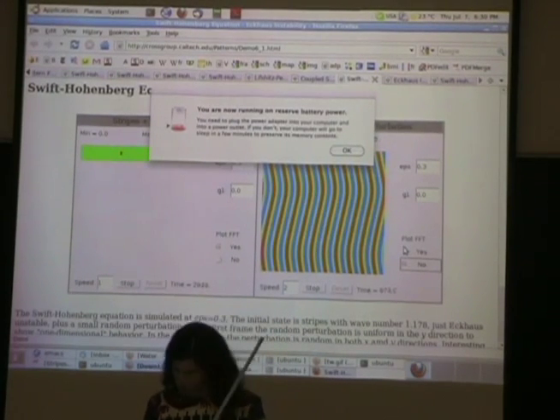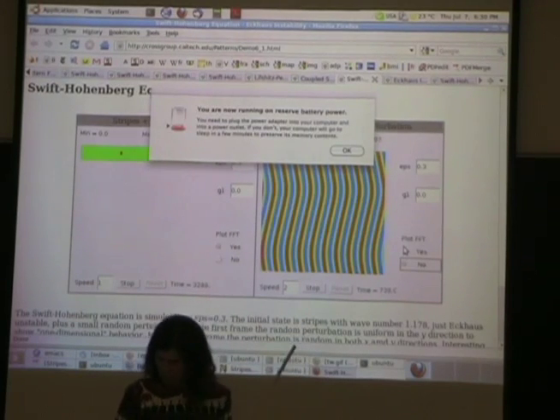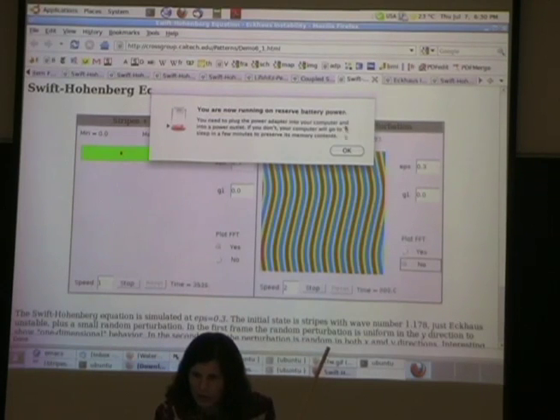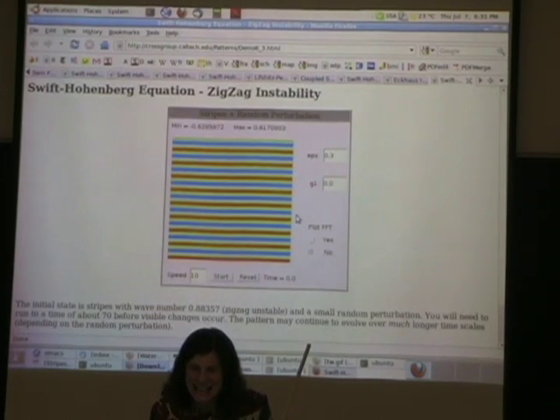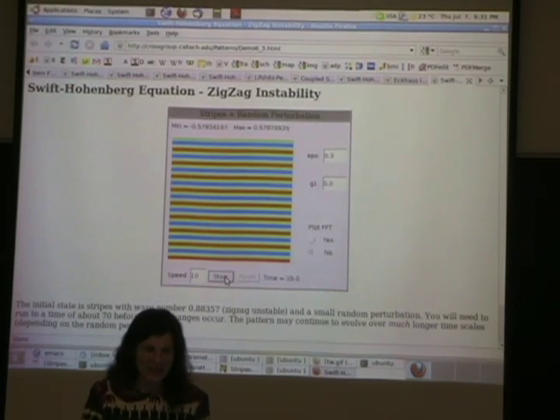Why? Is this not on? What's wrong with this? Well, it goes a lot over time. Good point. Zigzag instability is the last thing I have to show. Right. Good point. Okay. Let's just hold it last through this.